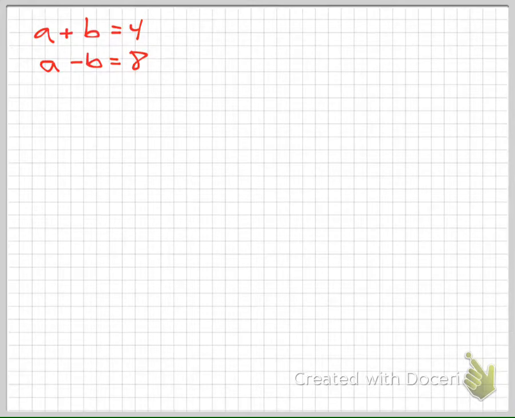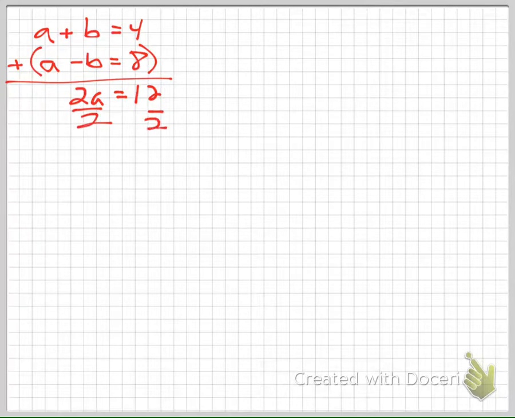Okay, so here we go. Here's what happens. I don't like to subtract only because there's more work to do. So I want you to add these things together. You can choose whichever. Let's add them. 4 plus 8 is 12. B plus negative B is 0. What is A plus A? 2A. Divide by 2, A equals 6.